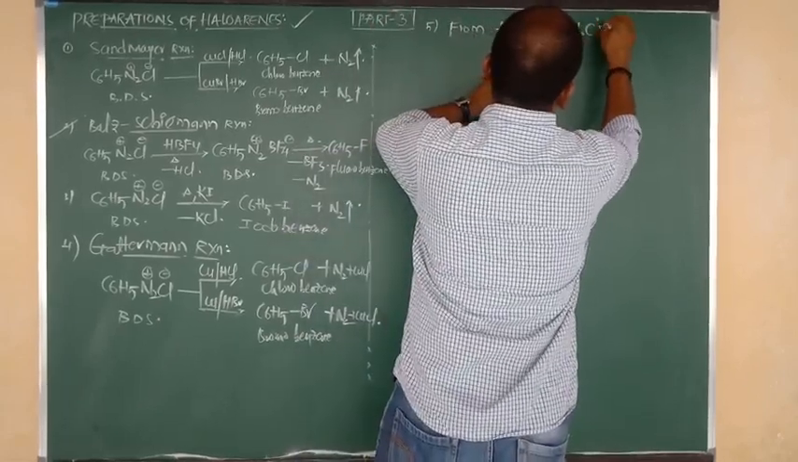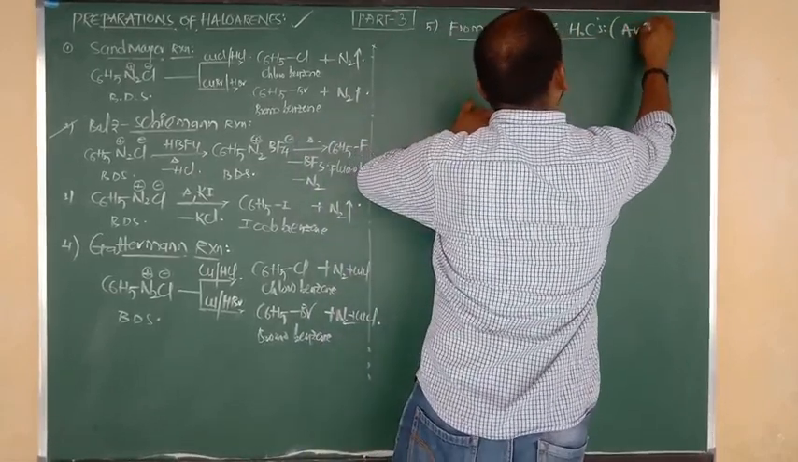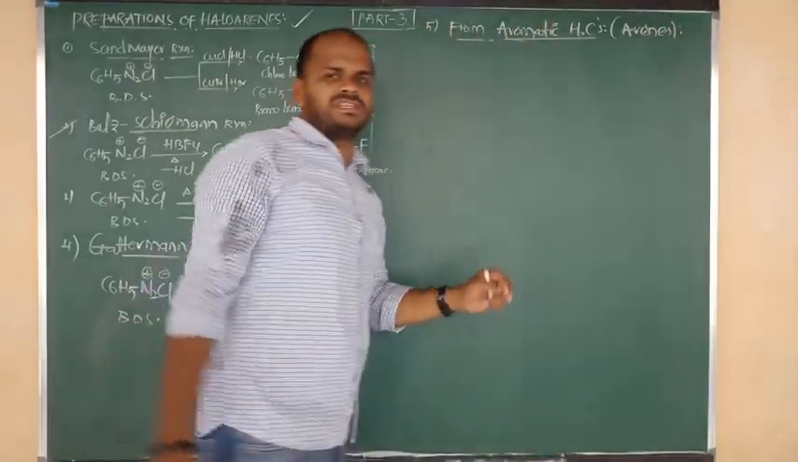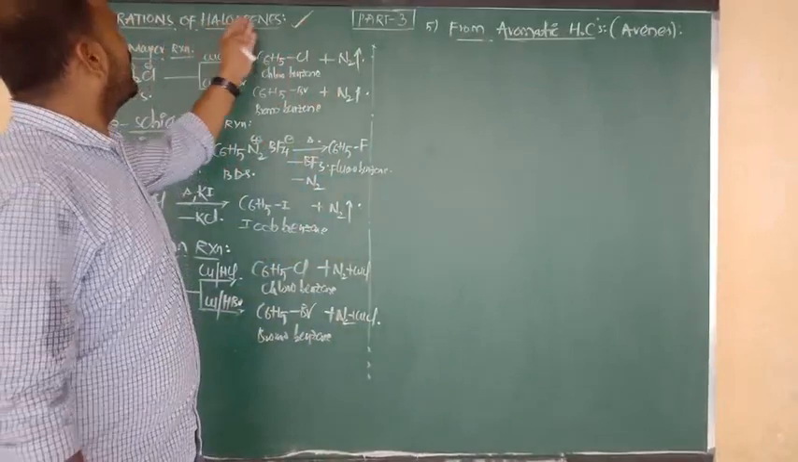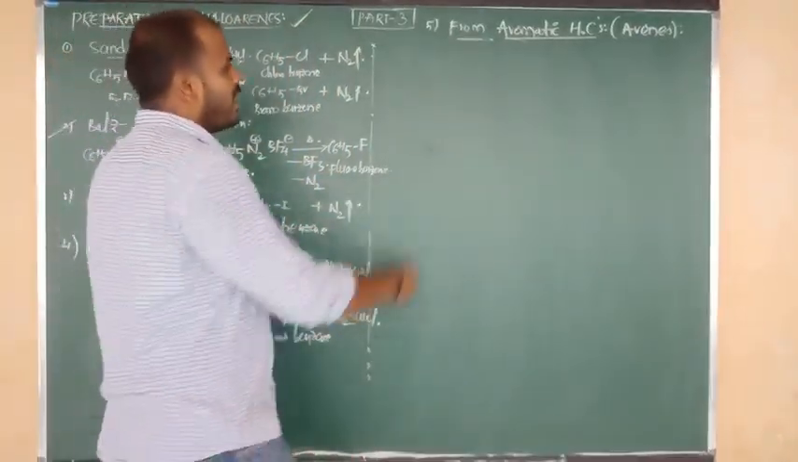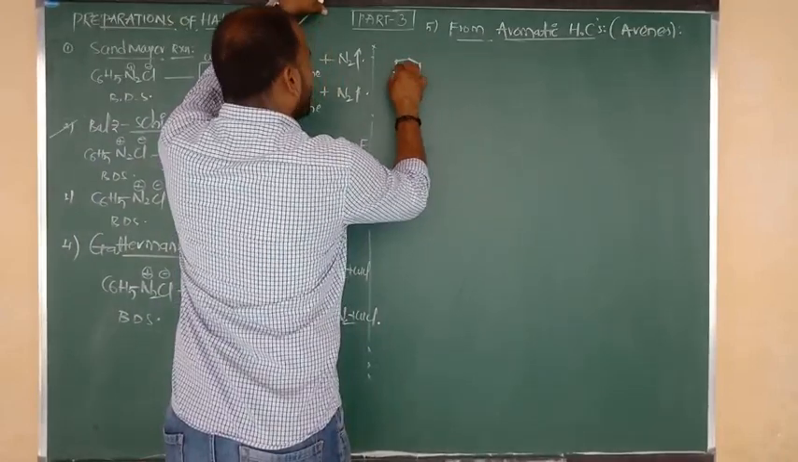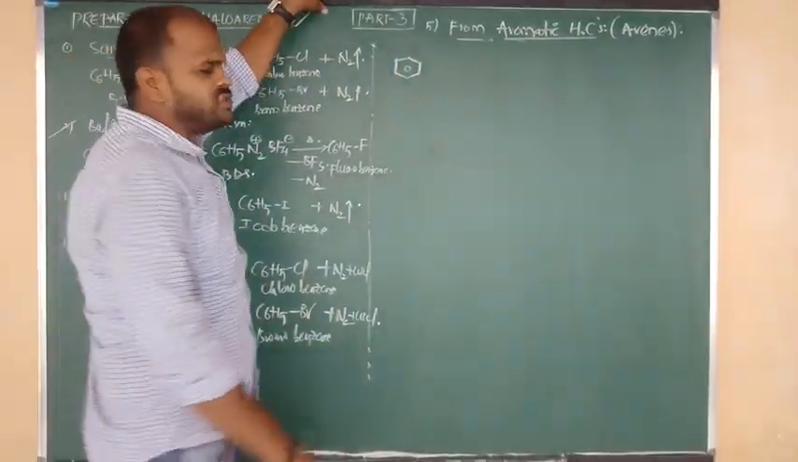That is preparation from aromatic hydrocarbons, or we can say from arenes. What is meant by arene? Arene means benzene. So by using benzene, how do we prepare the haloarenes or aryl halides, right? First of all, I'm going to show you the formula. Aromatic hydrocarbon, or we can say arene, that is first, suppose, benzene.